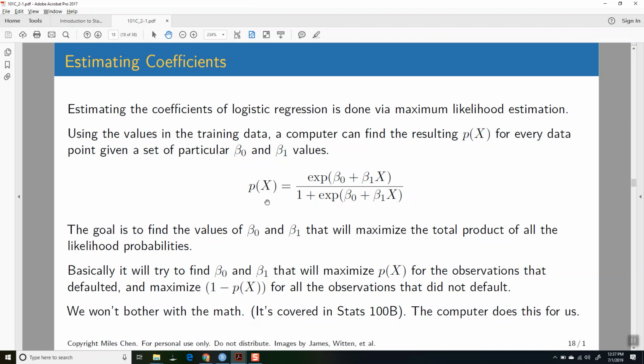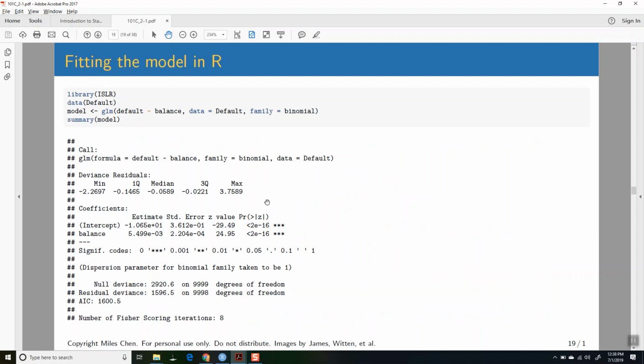And I think this is all covered in 100B, so you get your estimates that way. And for us, the computer just handles this for us. All right, is that okay? I'm just going to say the computer does the coefficient estimating via maximum likelihood, that we're not going to bother with any of the math ourselves? That's okay, all right.